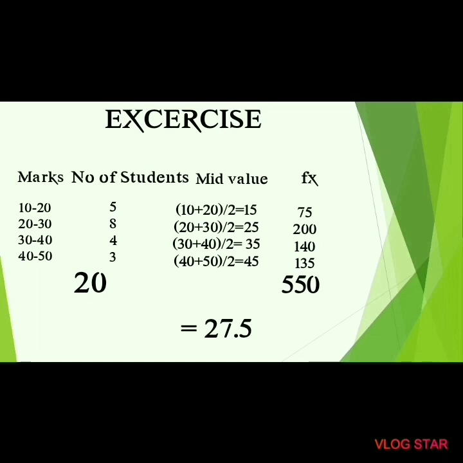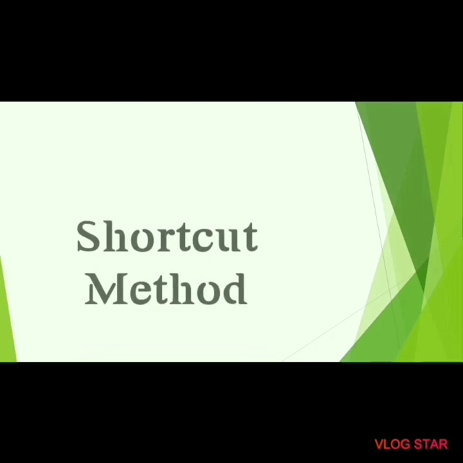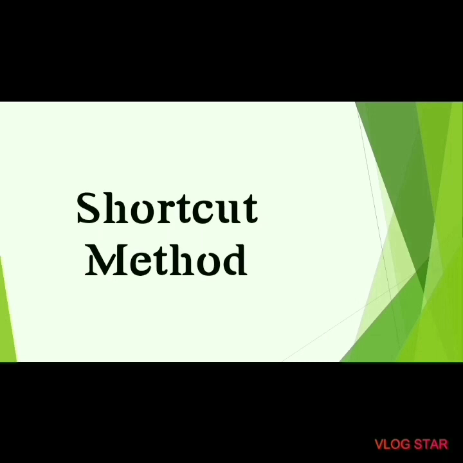Now let us move into the second method, the shortcut method of finding out arithmetic mean in continuous series. We will look into the formula and one practical example for finding out arithmetic mean in the shortcut method. So let us look into the formula for calculating arithmetic mean under the shortcut method. That is, x bar is equal to a plus sigma fd divided by n.